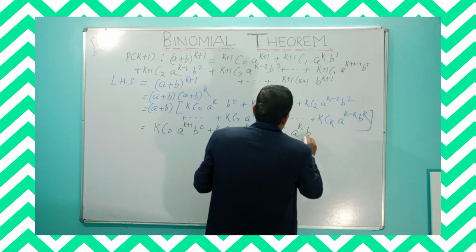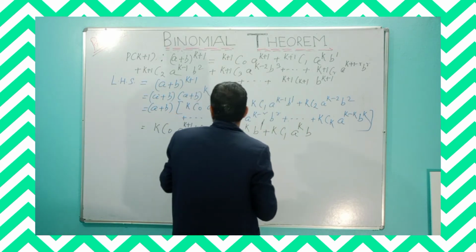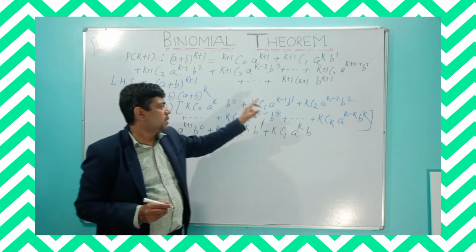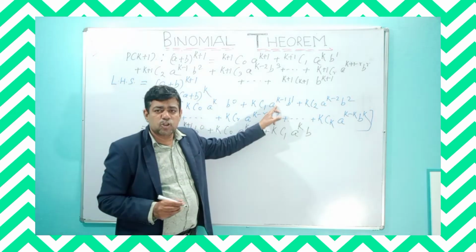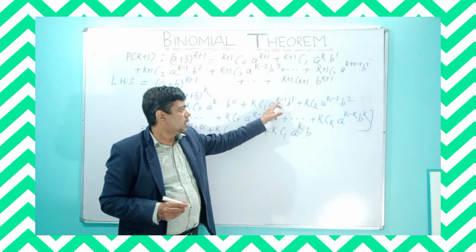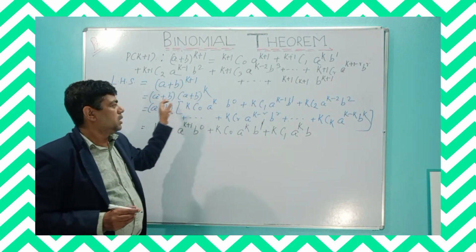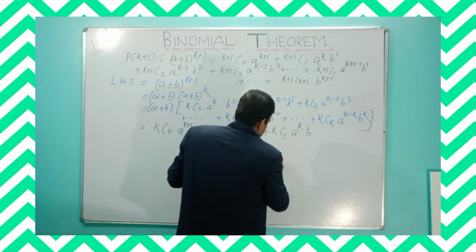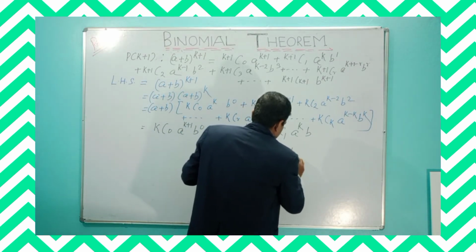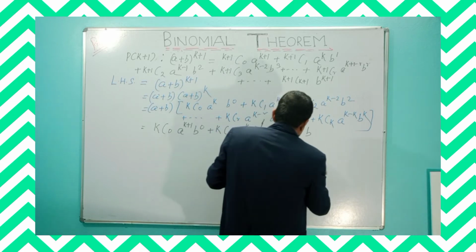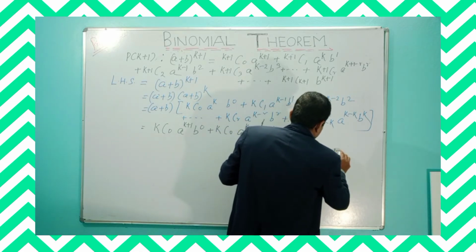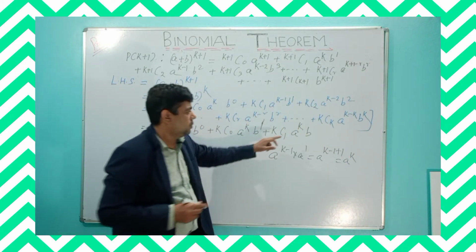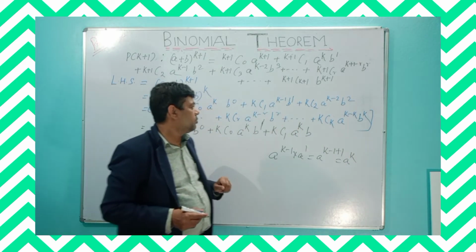And b to the power, you see, b to the power what? Here kc1, a is multiplied with kc1 a to the power k minus 1. Here the power is 1. Are you understanding or not? This is a to the power k minus 1 into a to the power 1, and it will be a to the power k minus 1 plus 1, which is a to the power k. Is it clear? So a to the power k I have written, b to the power 1.